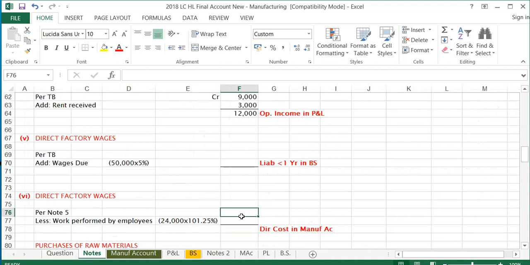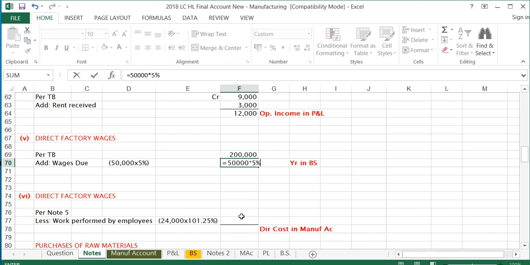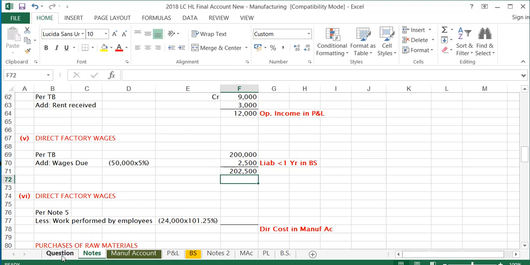So as I can see, direct factory wages from the trial balance were 200,000. That was for the year. So the increase was for 3 months, which would be 50,000 of that, and the actual rate of the increase is 5%. So 50,000 by 5% is 2,500, which leaves me with direct factory wages of 202,500. That is note 5 complete.